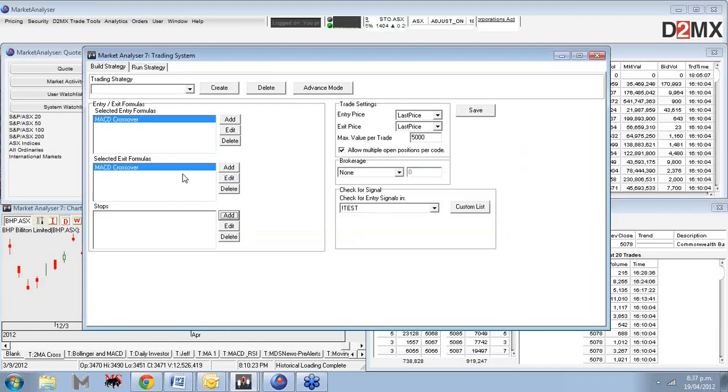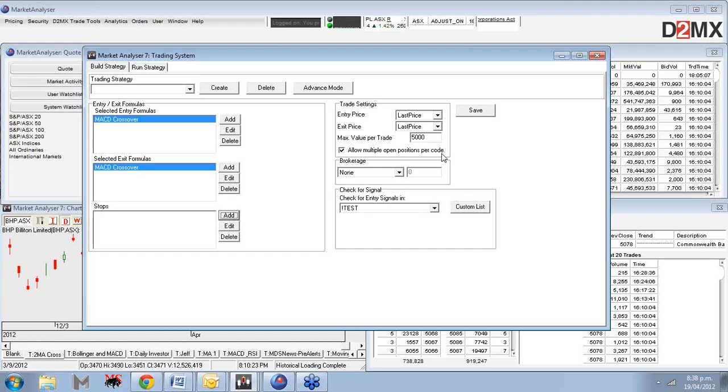The maximum value per trade, we'll put at $5,000. And we're going to scan on the top 20 companies, so we'll allow multiple open positions. So it's possible to enter a position more than once on each share if you get more than one signal. Given the setup here, that's very unlikely to occur.